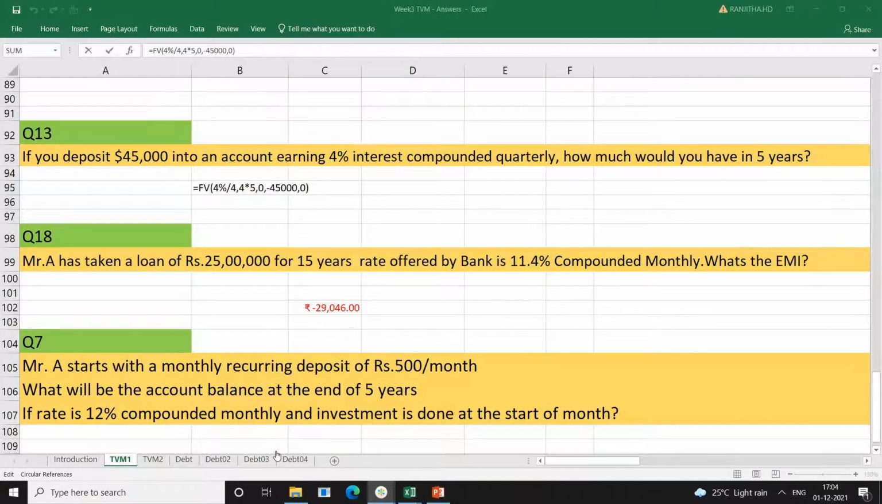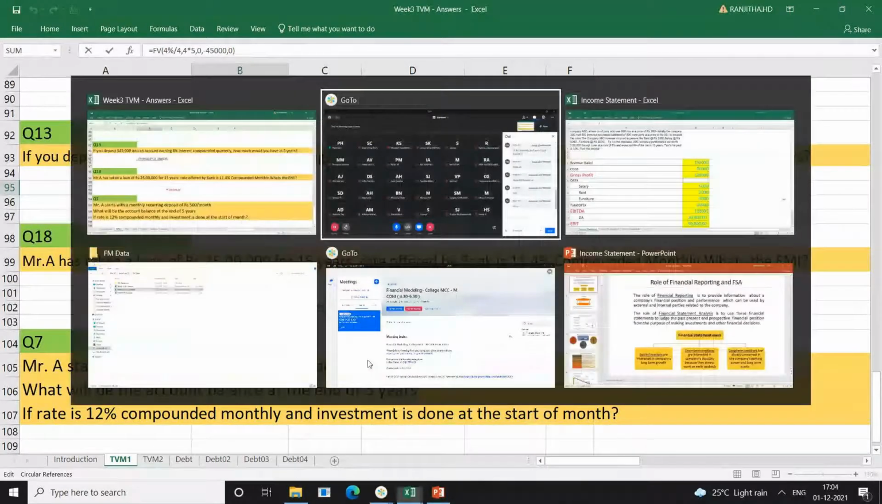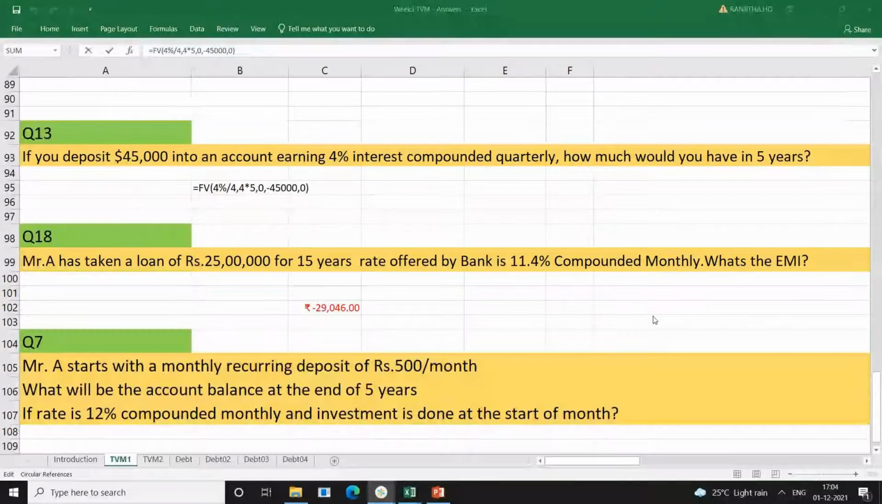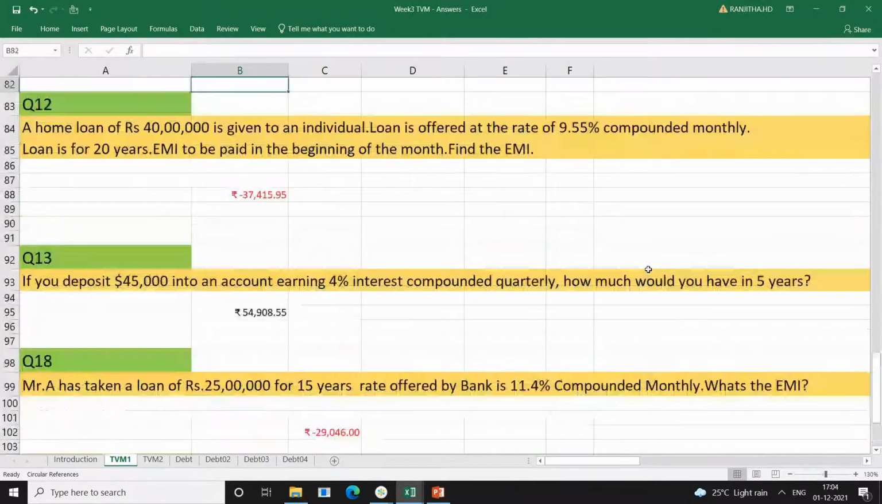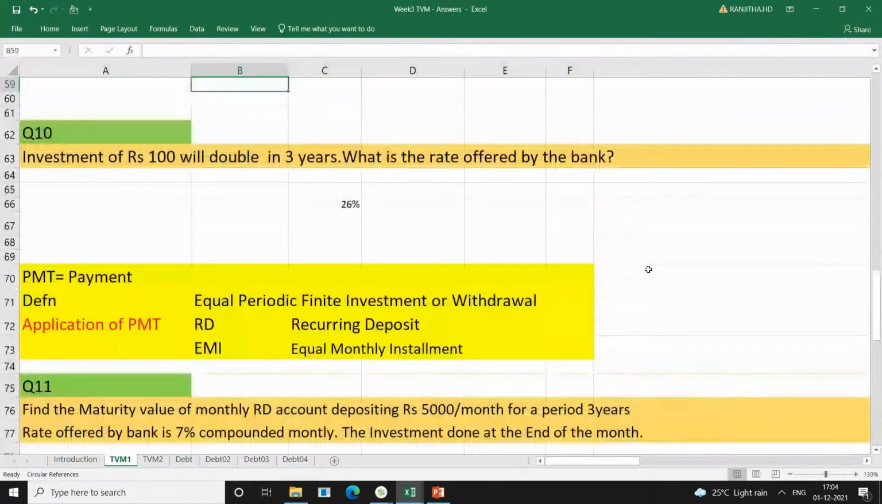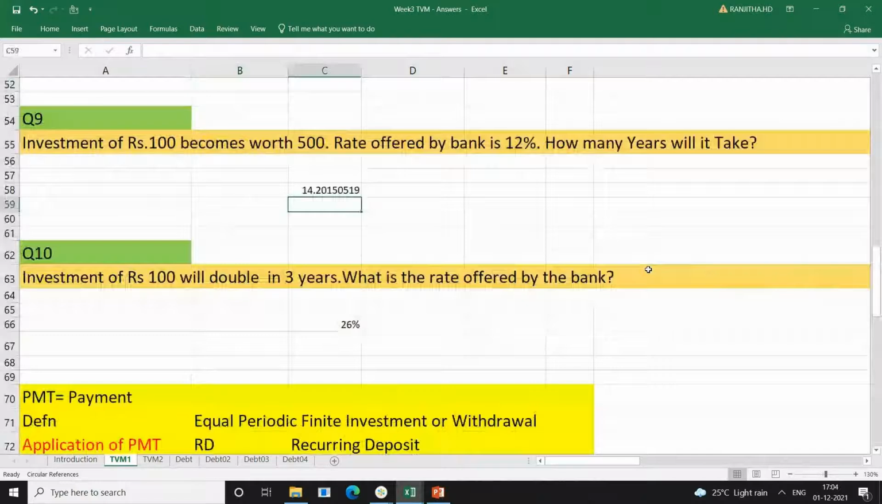Finding the future value quarterly. Yeah, what you have typed, what you are getting is correct. The investment of 100 will double in 3 years.